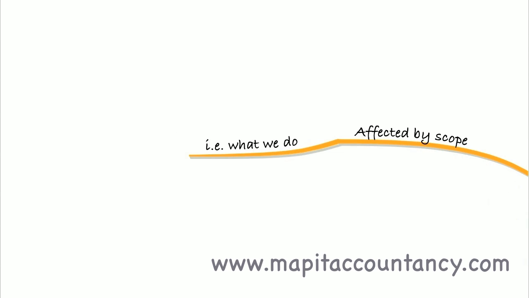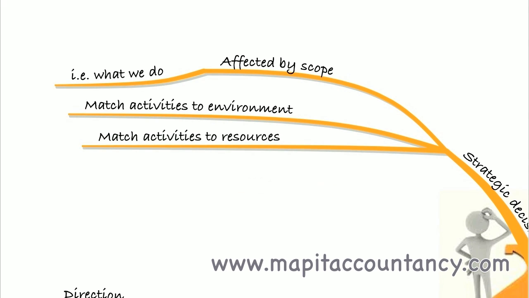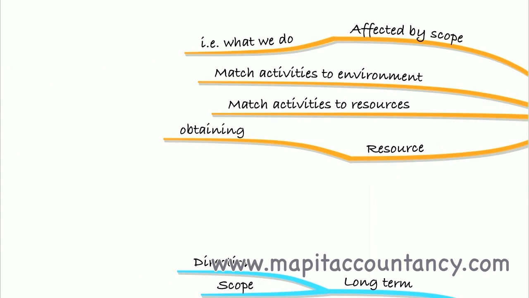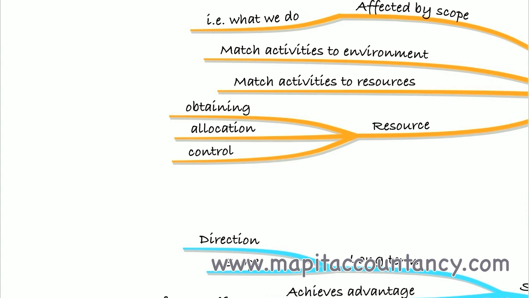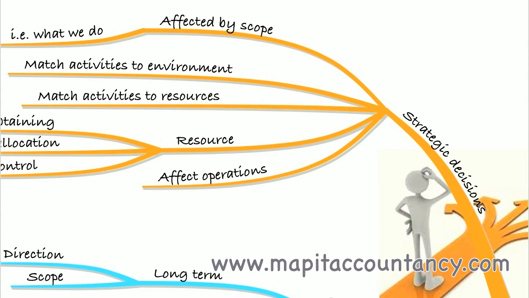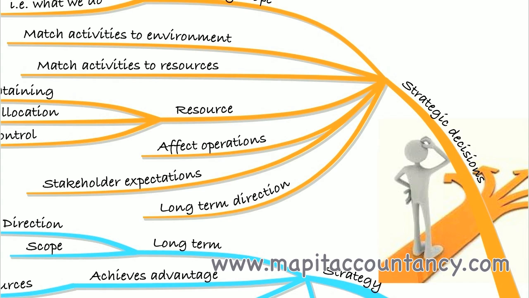So strategic decisions must meet these criteria, so they must be affected by the scope of what the organisation actually does. We need to match the activities that we undertake to the business environment that's in existence at this point in time. And we need to match our activities to the resources that we have available. The resources will be obtained, they'll also need to be allocated, and they'll need to be controlled within the organisation. The strategic decisions that we make will affect our operations, so they'll affect all areas of the business. And we need to manage our stakeholder expectations, something that we look at in detail later on in the course. Remember that strategic decisions affect the long-term direction of the organisation.